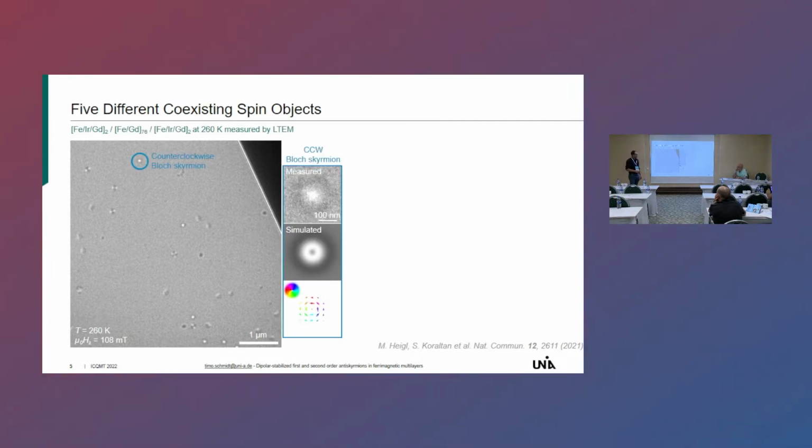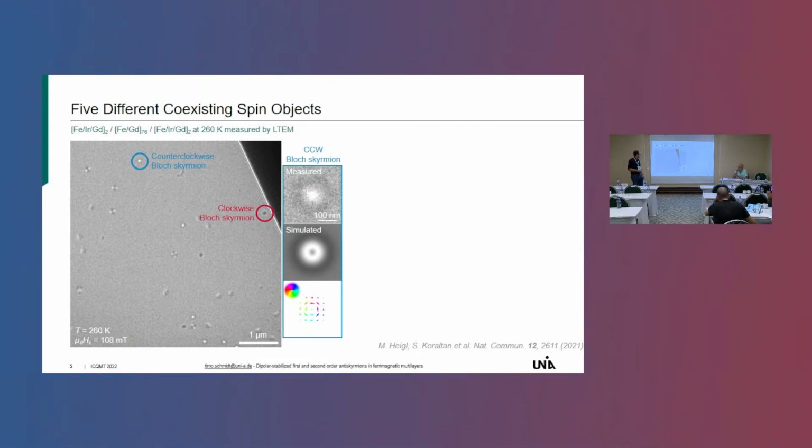So at the top, you always see the picture of the real thing. And on the bottom, here is the spin structure we would expect from such a spin object. And in the middle is a simulated Lorentz contrast, which is basically just a really easy Python program that calculates how an electron beam, if it would propagate into that texture, would be deflected. And in that case, this Bloch skyrmion would act as a focus lens. So the electron beam would get focused in the middle and leave a black circumference around it. So that is a Bloch skyrmion, these white dots.